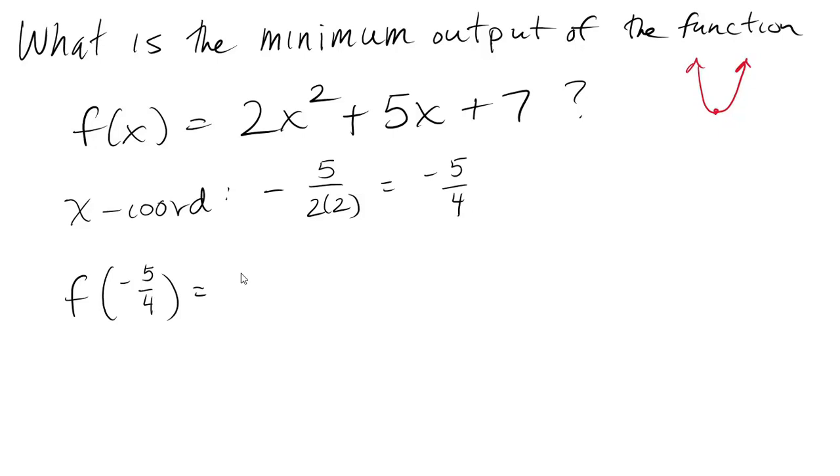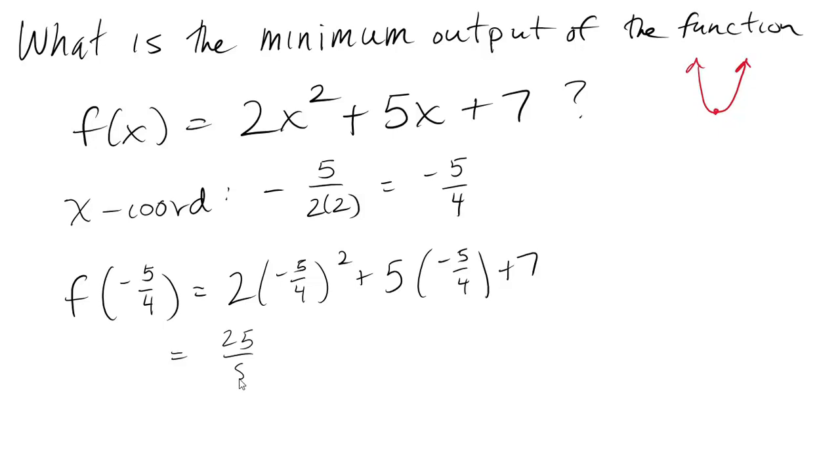This is how you get the y-coordinate of any point on any graph. So I get 2 times negative 5/4 squared plus 5 times negative 5/4 plus 7. And this arithmetic is going to be a little bit ugly. You could use a calculator if you wanted to. This is 2 times 25 over 16. That's 25 over 8. And this is minus 25 over 4 plus 7. And I'll get a common denominator of 8. So this is 25 over 8 minus 50 over 8 plus 56 over 8. 56 divided by 8 is 7.